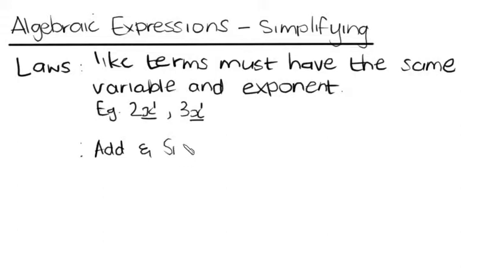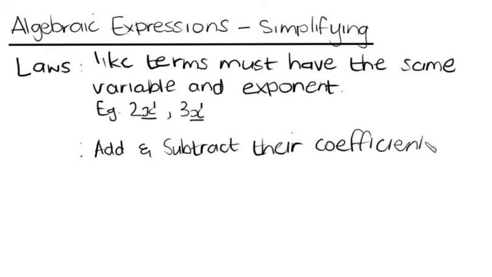Now, when you identify your like terms, you then can add and subtract the coefficients from one another. Okay, and you all remember what coefficients are, right? Coefficients is the number in front of the variable.